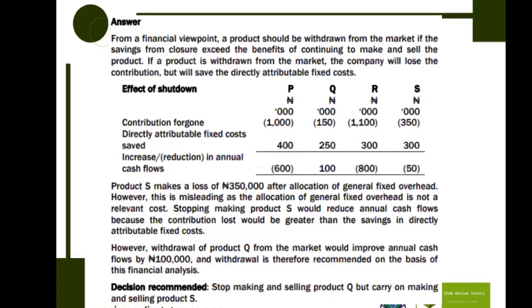The difference that we have is with Q, because the contribution that would have been forgone for Q is 150. Meanwhile, the fixed cost that is directly attributable to Q is 250. So that means that Q can be withdrawn from the market, since the fixed cost directly attributable to it will be saved. So it can be withdrawn from the market based on this financial analysis.